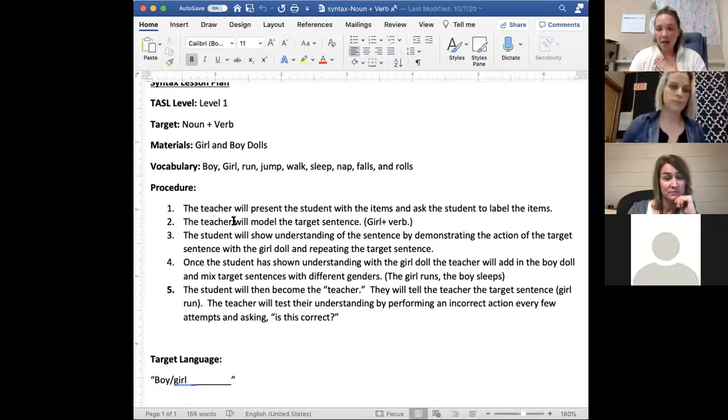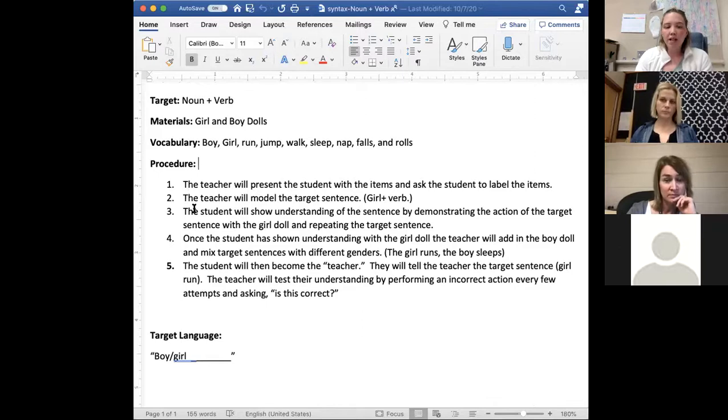Then we model the targets that we want them to use. So I would take the girl: jump, girl jump. Okay, boy sleep, girl run, boy walk. I would model all that. Then the student will show understanding of these sentences by demonstrating the action. So it goes into a receptive language situation: I say it, the kid displays it. So I say, "Girl walk." The kid takes the girl and shows me walk. Okay.